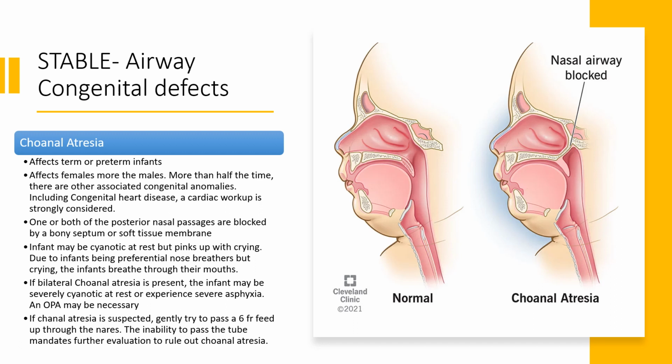So the only time they're able to keep going is when they start breathing through their mouth, and due to us not being able to explain that to them, they have these issues. If bilateral choanal atresia is present, the infant may be severely cyanotic at rest or experience severe asphyxia. An OPA would be necessary. An NPA is obviously not going to do anything, guys. If choanal atresia is suspected, gently try to pass a 6 French feeding tube through the nares. Inability to pass a tube mandates further evaluation to rule out choanal atresia.